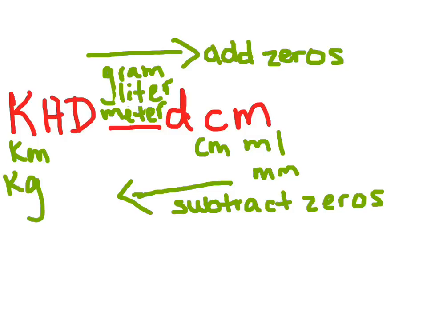Today, we're going to look at and review conversions within the metric system using King Henry died drinking chocolate milk. The K stands for King, H is Henry, capital D is died, and the lowercase d drinking, C, chocolate and milk. That's the mnemonic we use to memorize the units. The capital letters represent the larger units, the smaller letters represent the smaller units.